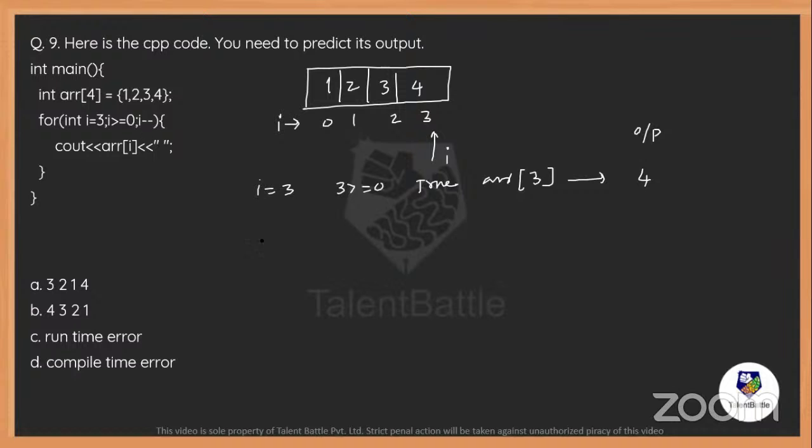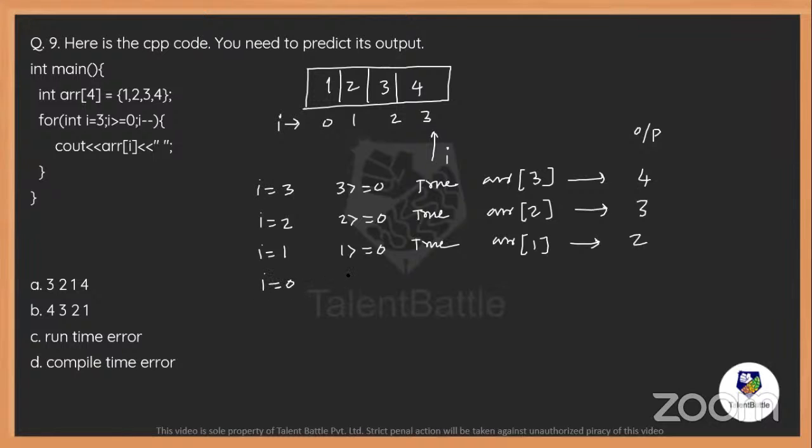Then i minus minus means decrement, i will become 2. 2 greater than or equal to 0, condition is true. Print the element array of 2, that is 3. In the same manner, i will become 1. 1 is greater than or equal to 0, true. Print array of 1, and that is 2.